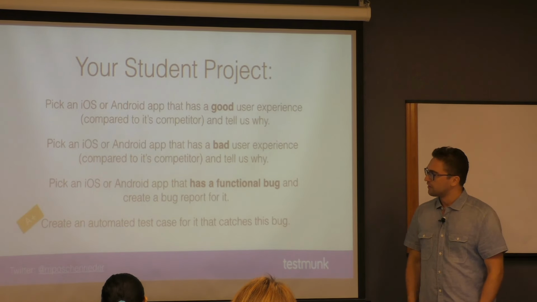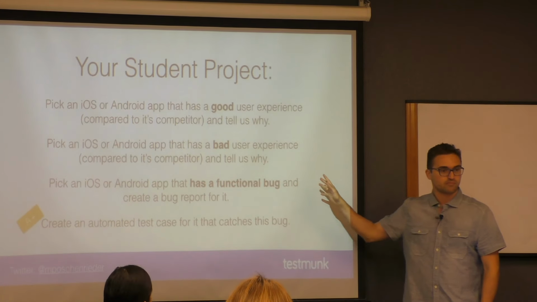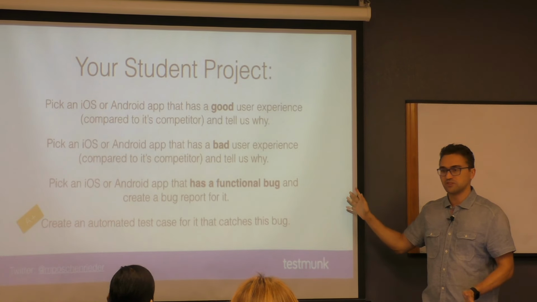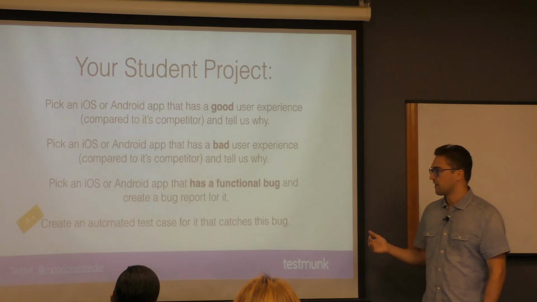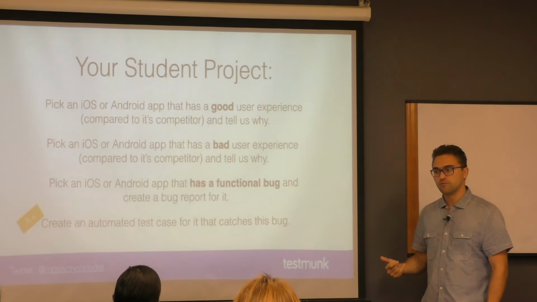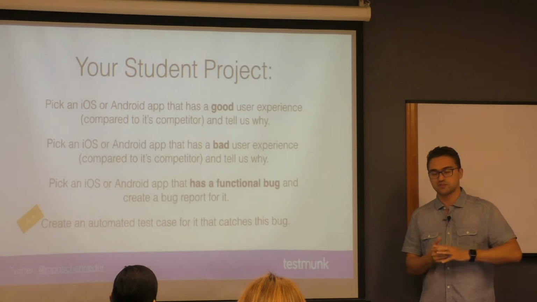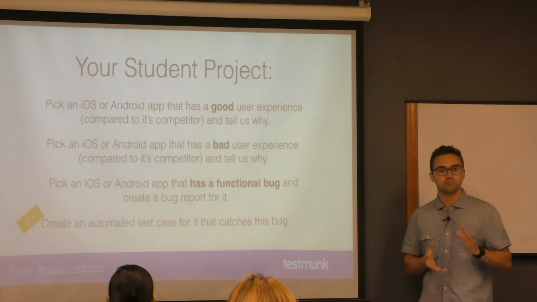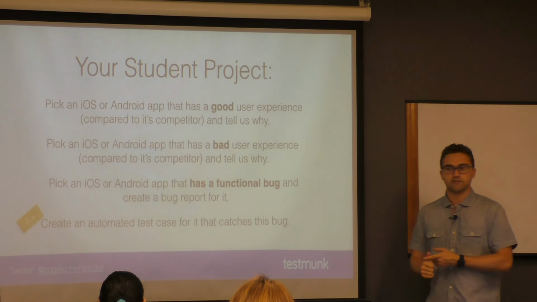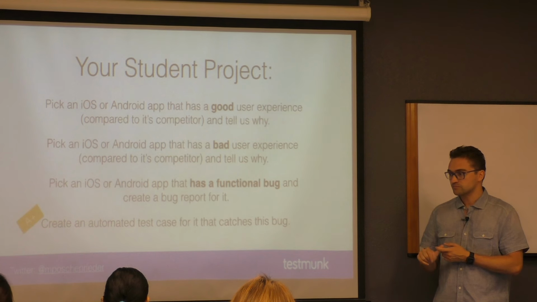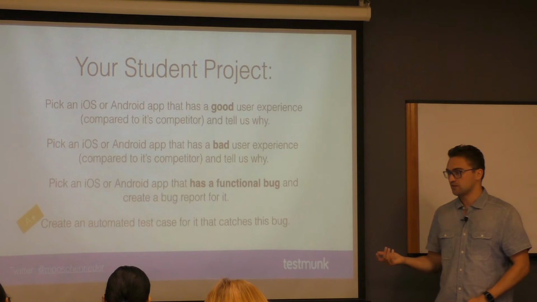And the third part, and this will most likely be different apps: pick an iOS or Android app that has a functional bug and create a bug report for it. Maybe similar to what I did with the Apple Music bug. You saw a few examples there. You don't have to list 5 bugs, just one bug that you found. This bug report should definitely include a screenshot, or maybe 2 or 3. It's up to you. You want to highlight certain things.